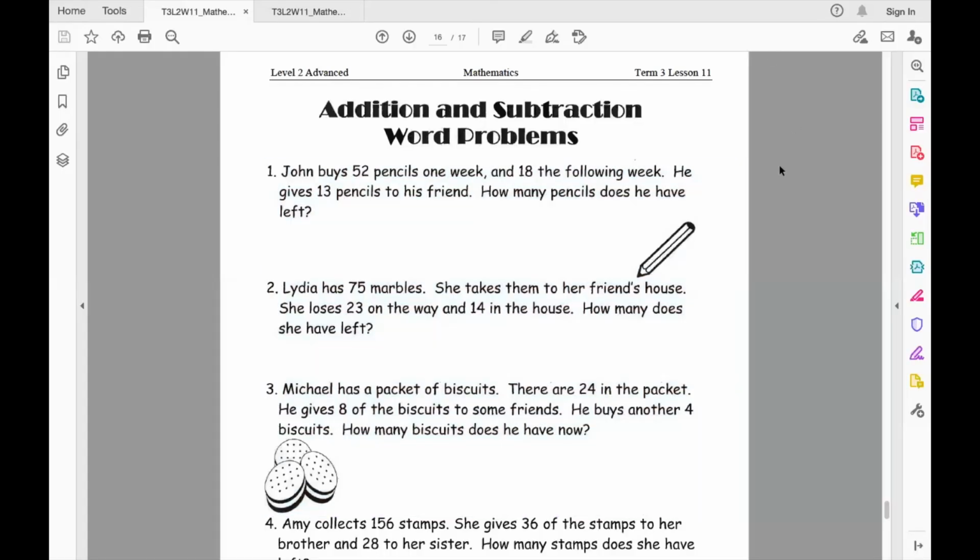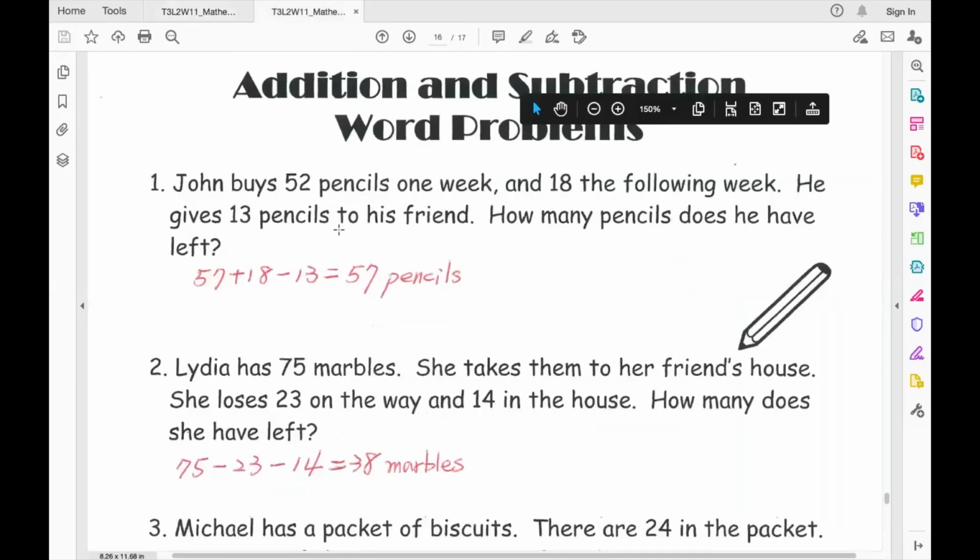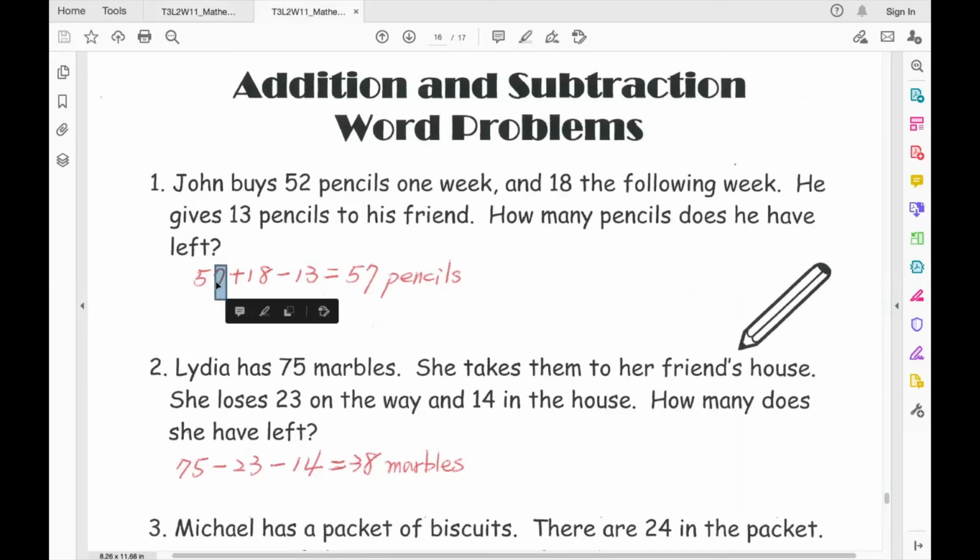Right, so let's go through the solutions for these 3 questions. So number 1, we have John here who tries to buy some pencils. He buys 52 in the first week, so we have 52 on the line here, plus 18 pencils. Then after that, we have to take away 13 pencils. This doesn't really look like a 2, but just imagine that was a 2. It looks more like a 7, I know, but this is 52. 52 plus 18 minus 13. What do we get in the end? We get 57 pencils. He has 57 pencils left.